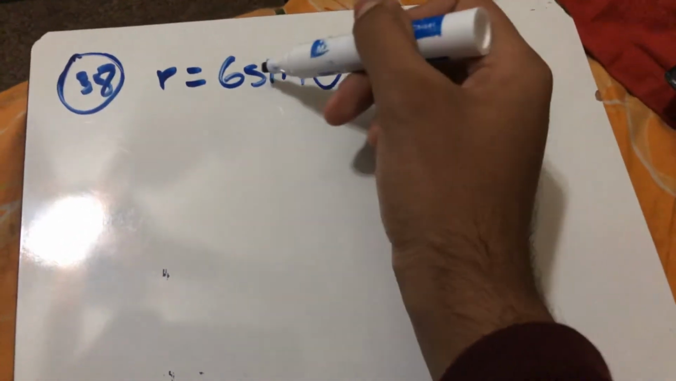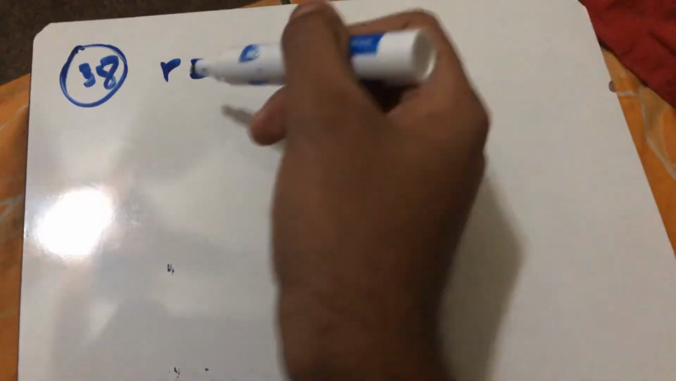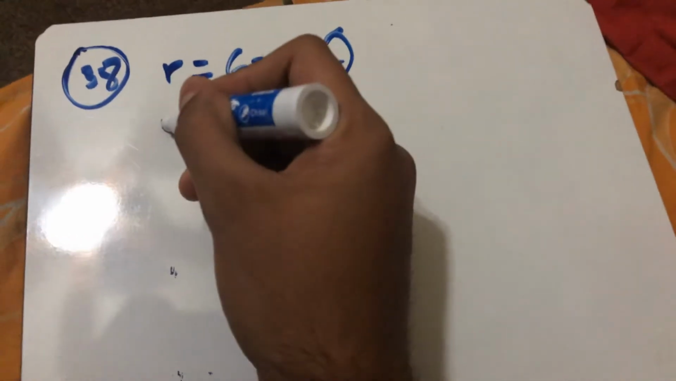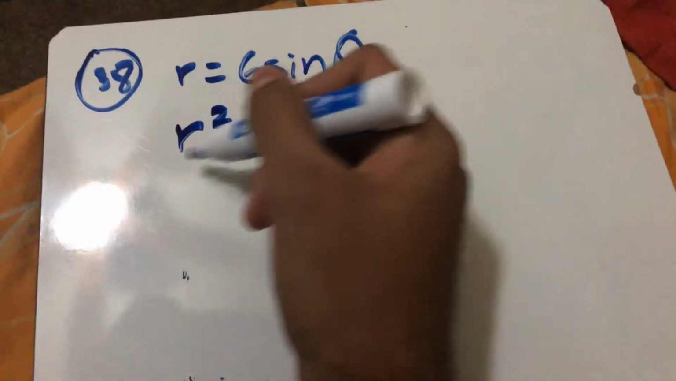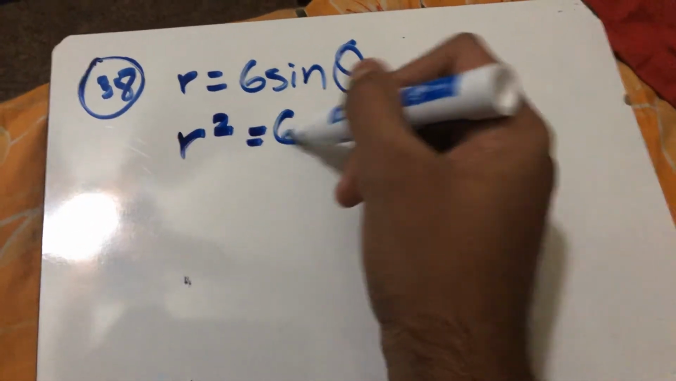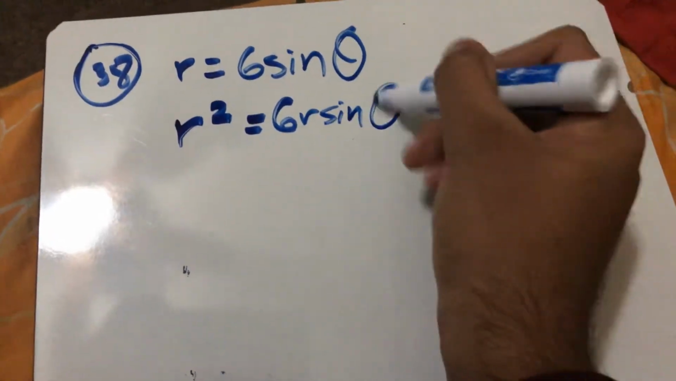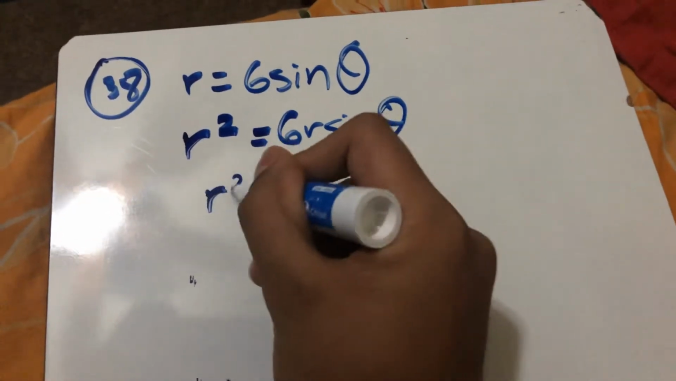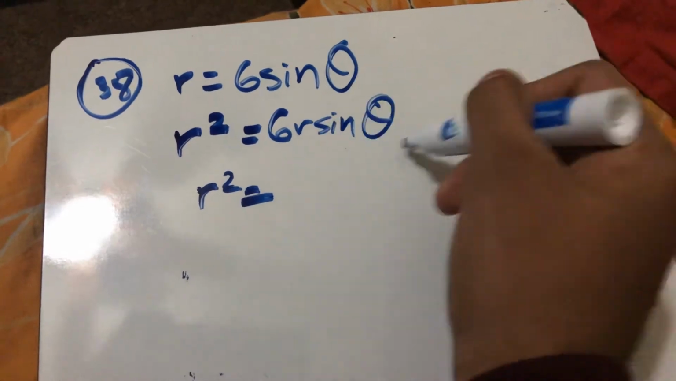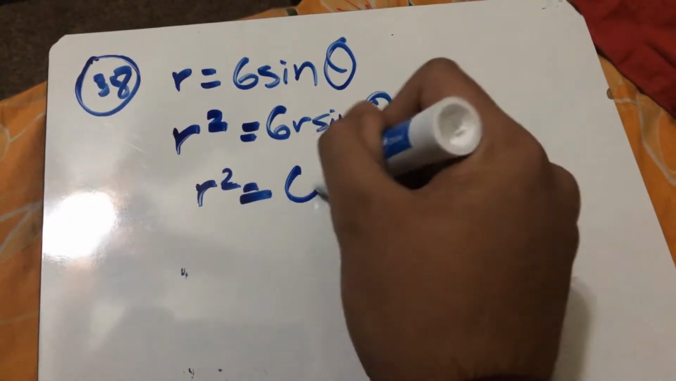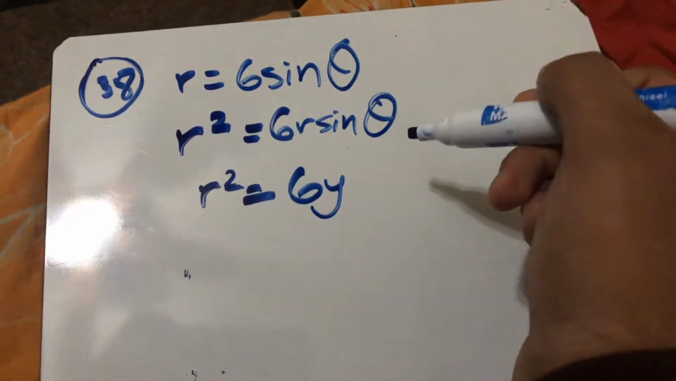So our goal is to get an r sine theta, right? So what I can do maybe is multiply both sides by r. So I'll get r squared is equal to 6r sine theta. And we know that r sine theta is just y. So I can write that as 6y.